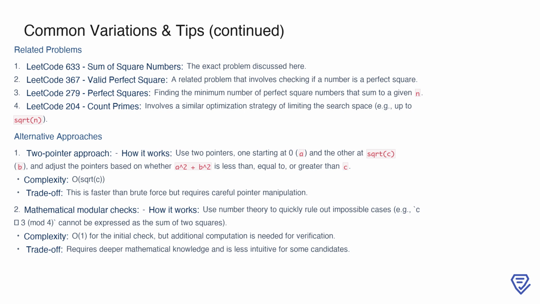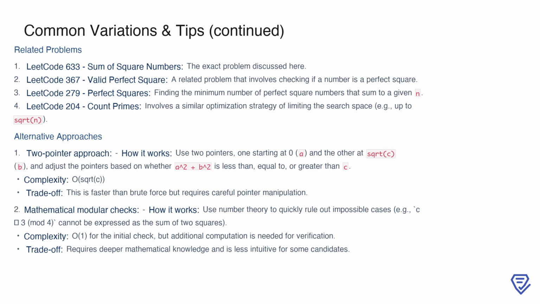As for alternative approaches, one efficient method is the two-pointer approach. Here, you initialize one pointer at 0, representing a, and another at sqrt(c), representing b. By adjusting the pointers based on whether a squared plus b squared is less than, equal to, or greater than c, you can narrow down the search space efficiently. This method has a complexity of O(sqrt(c)), and is faster than brute force, though it requires careful pointer manipulation.